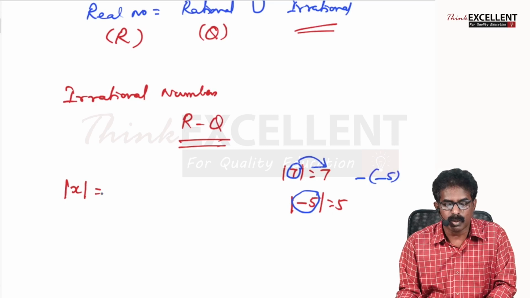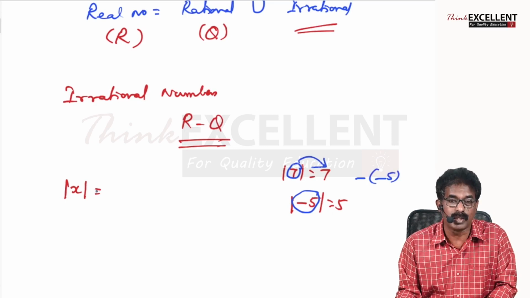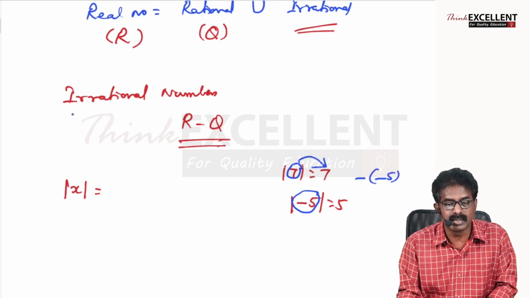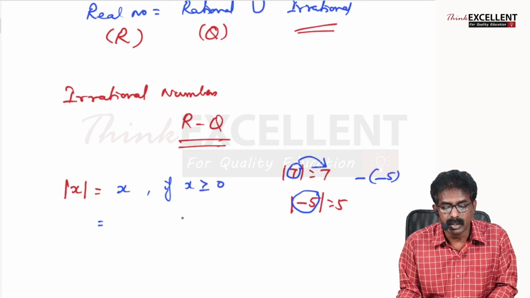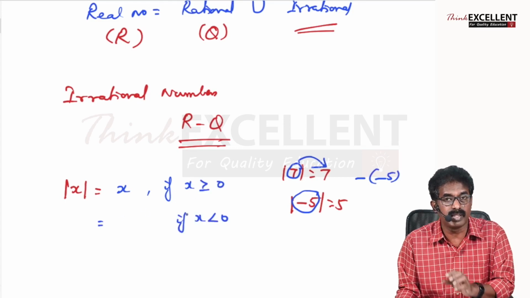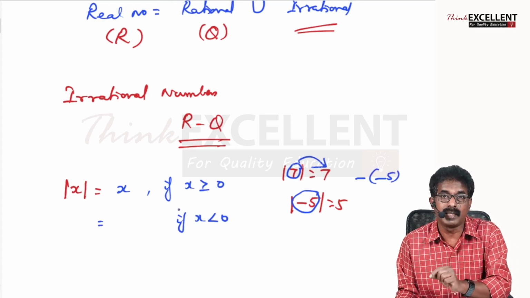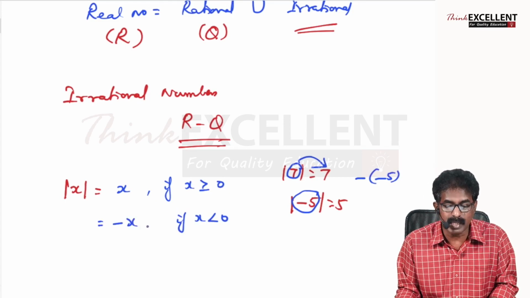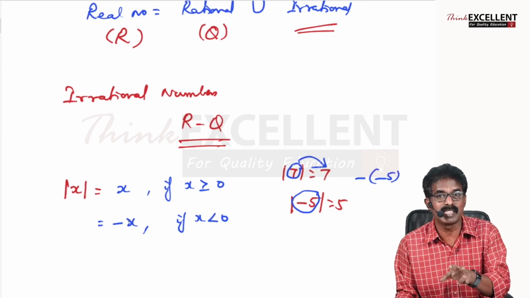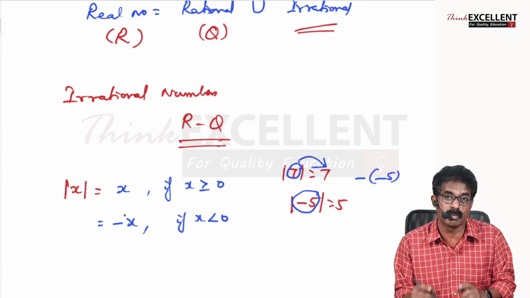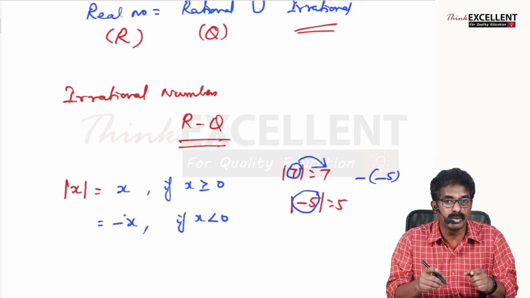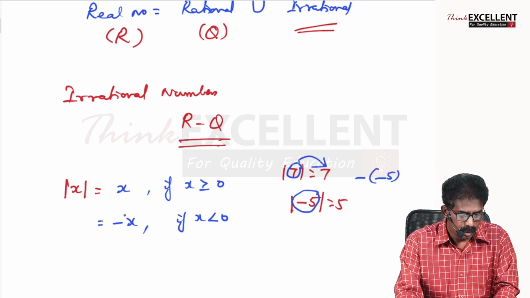So modulus x has two values. We write it as x itself when x is positive, greater than or equal to 0, and if x is less than 0, that is, if it is negative, you put a minus in front, so your answer is minus of x. So modulus of minus 7 means minus of minus 7, and minus minus becomes plus. So remember, modulus x has two values, x and minus x.